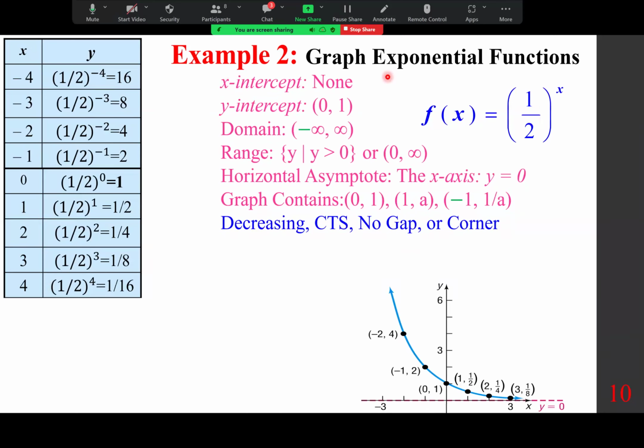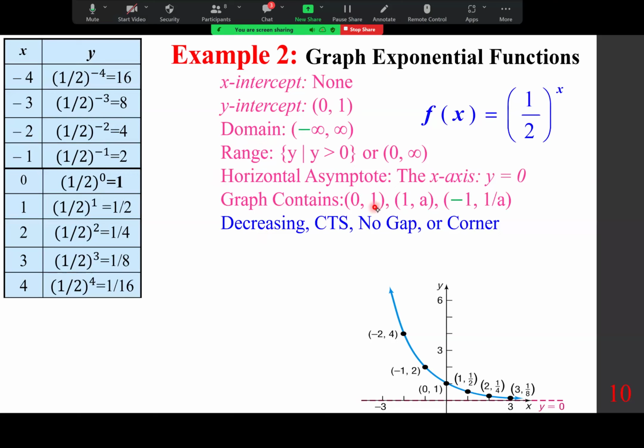Notice x-intercept: none. y-intercept: 0, 1. Domain, range, so far the same. Horizontal asymptote. The difference is this: it's a decreasing function. Okay, class, the difference between this and the previous page is that it's a decreasing function. Everything else is the same.